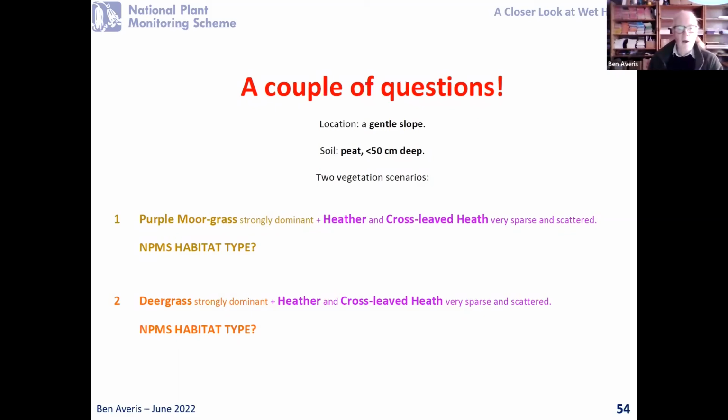What kind of NVC type is that? And then again, the same thing except deer grass dominant with titchy bits of heather and cross-leaved heath. So in both of those cases, what do you think the NPMS type is?